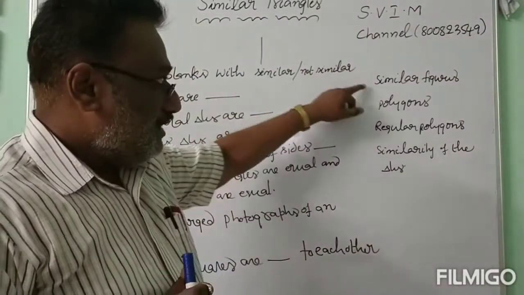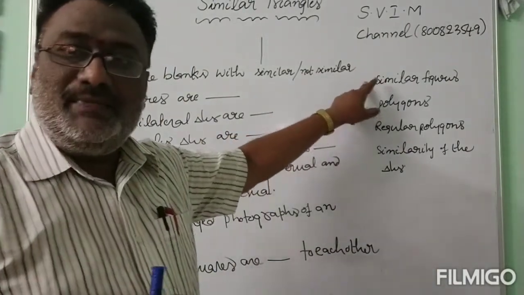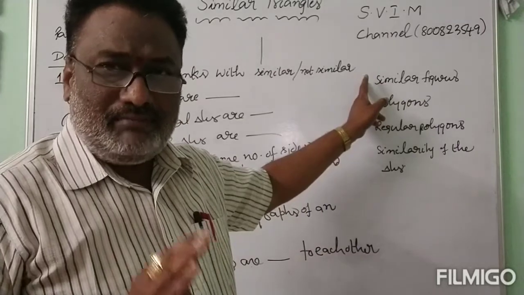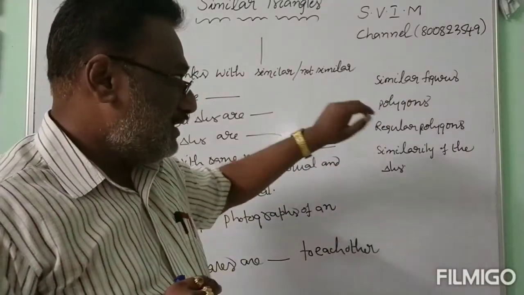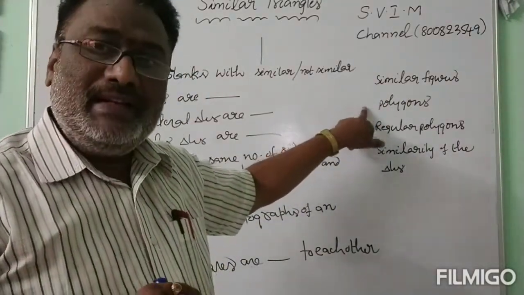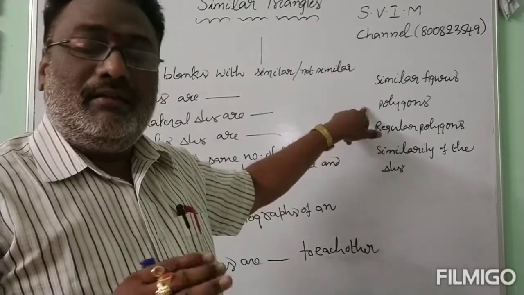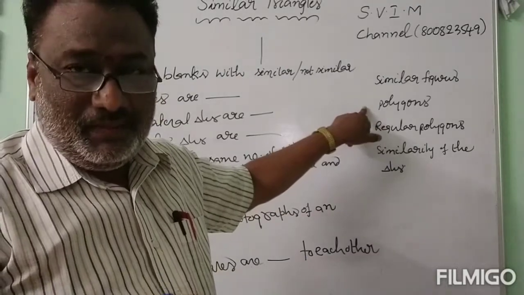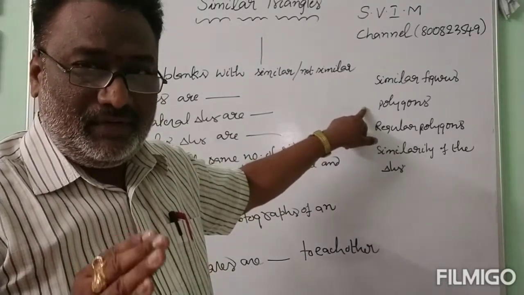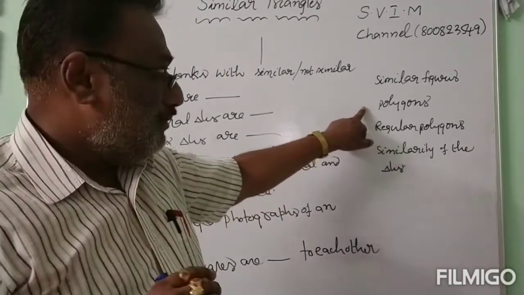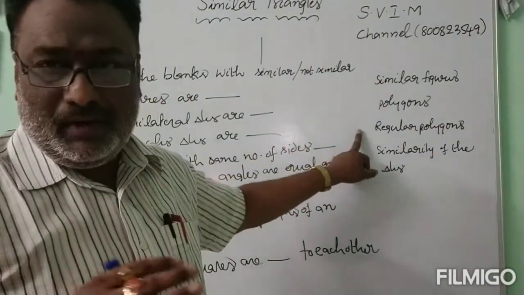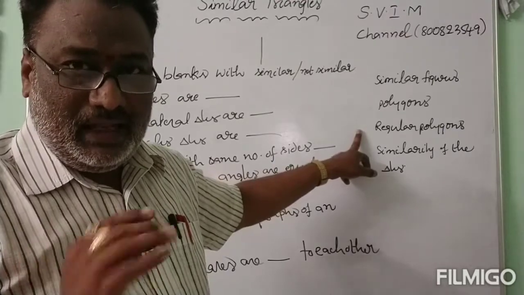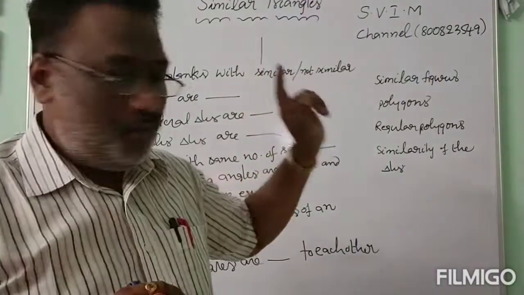They are similar figures. Similar figures means the figures which have the same shape but not the same size. Polygons means the figures formed within line segments, with three or more line segments. They are nothing but polygons. Next, regular polygons: polygons in which all angles and sides are equal are called regular polygons.